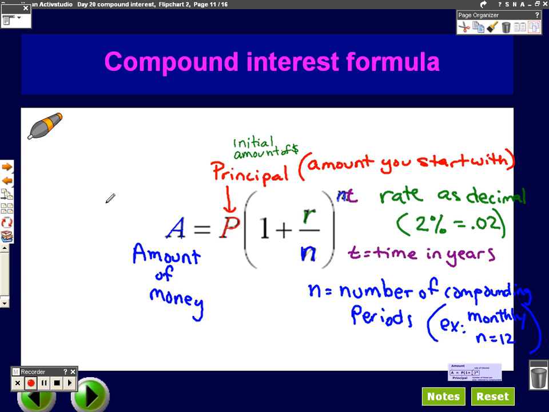Okay, let me make a little t-chart here. Time and total number of compoundings. So I'm asking about compoundings. If the time was 1 year, the number of compoundings for my example would be 12 compoundings. If there were 2 years, then it would end up being 24, right? Because there are 24 months in 2 years. So we need to multiply these two together: 2 years times the number of compounding periods.